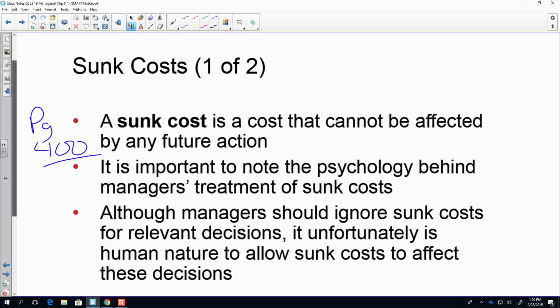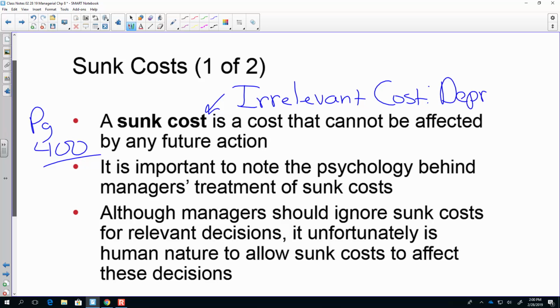Sunk cost cannot be affected by future action. So a sunk cost, by its definition, is an example of an irrelevant cost. The most common example of an irrelevant cost is depreciation expense. You'll see this in our problems and assignment problems that this expense, depreciation expense, is a sunk cost. It is irrelevant. And think about how that depreciation expense is created.